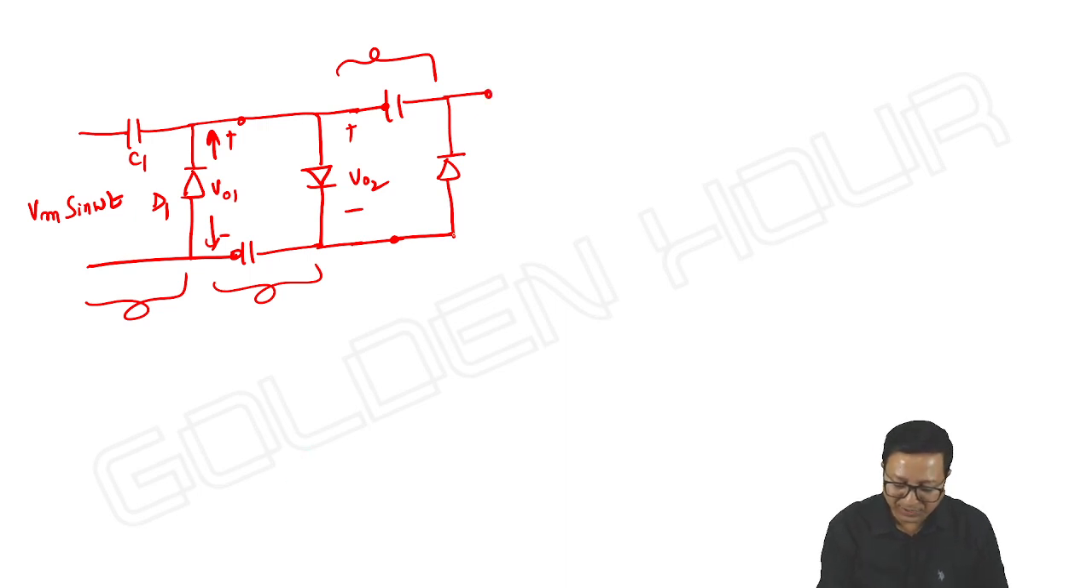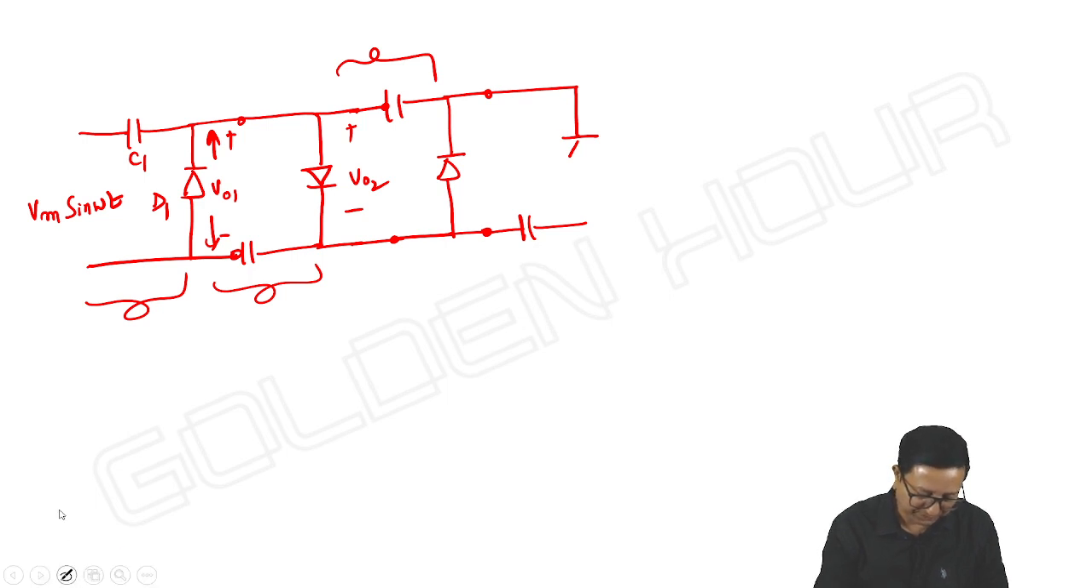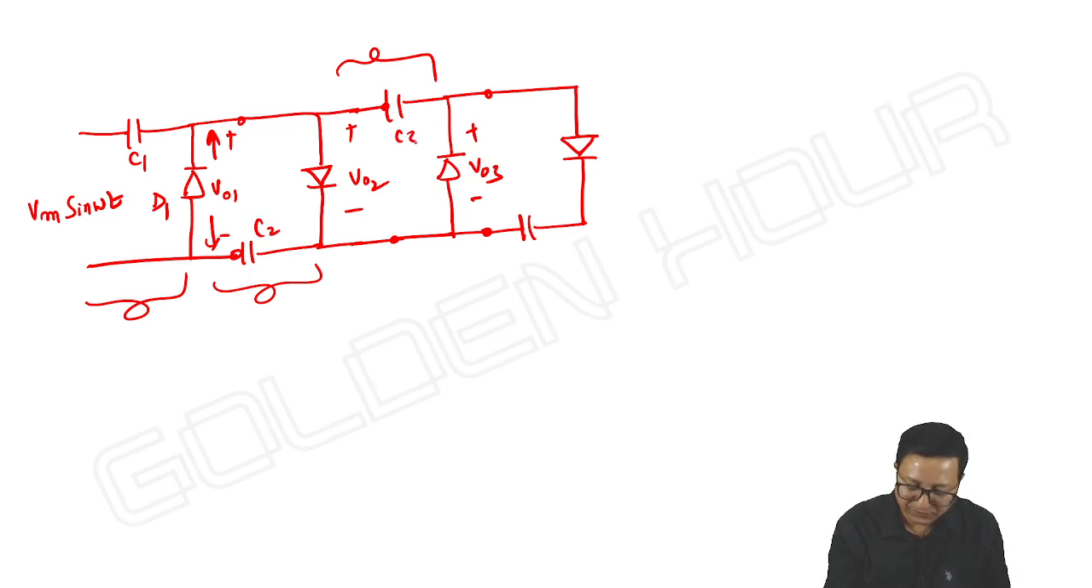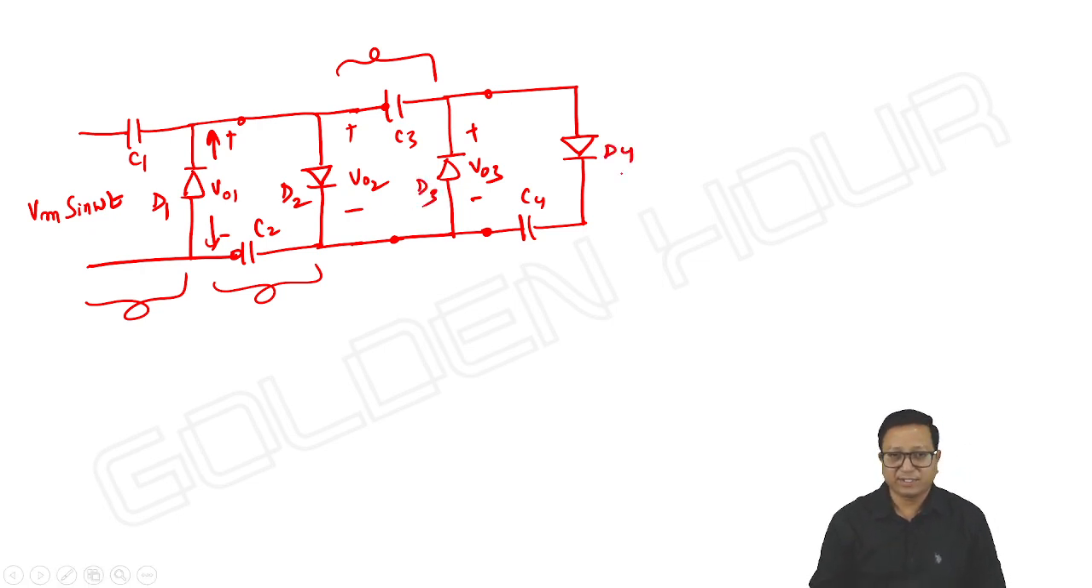Again, the output of the positive clamper is acting as input to a negative clamper. So here I have to take the capacitor for the negative clamper this way. It is VO3. Okay, 4 diodes and 4 capacitors. Done. C2, C3, C4, D2, D3, D4. Alternatively, we are taking positive and negative clamper circuits.